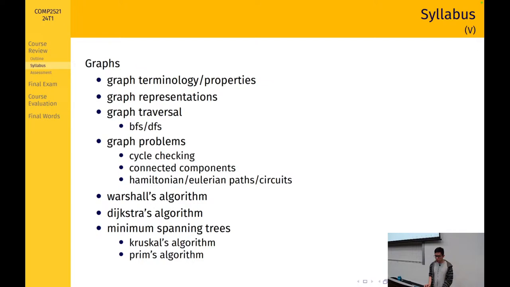So then we looked at some algorithms on these types of graphs. For example, Warshall's algorithm was used to find the transitive closure of a directed graph. Remember, transitive closure tells us whether a vertex is reachable from another vertex or not. Then we looked at some algorithms on weighted graphs. Dijkstra's algorithm is used to find the shortest path from a starting vertex to every other vertex in the graph. And then we looked at algorithms to find minimum spanning trees, which is a set of edges that connects the graph together as cheaply as possible. Two simple algorithms to do that are Kruskal's algorithm and Prim's algorithm.